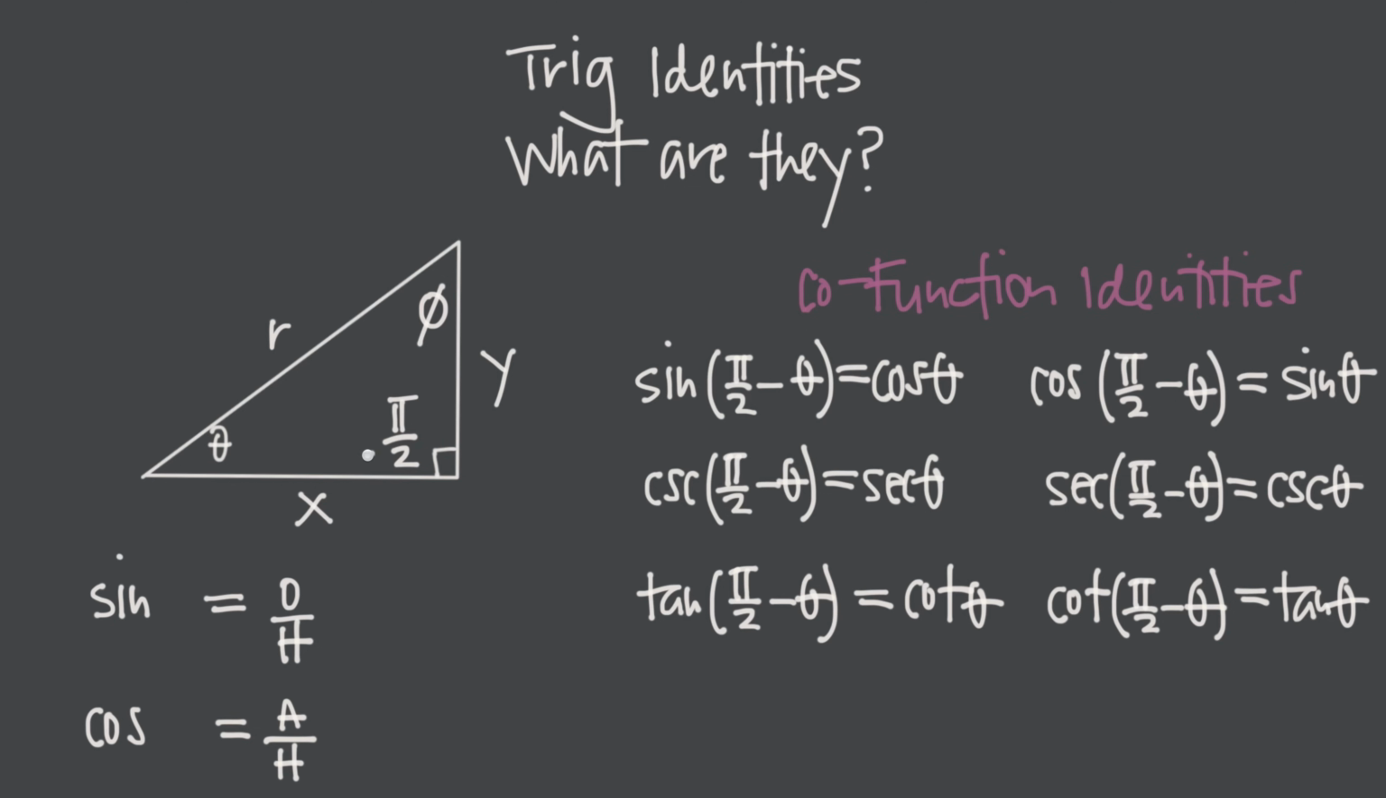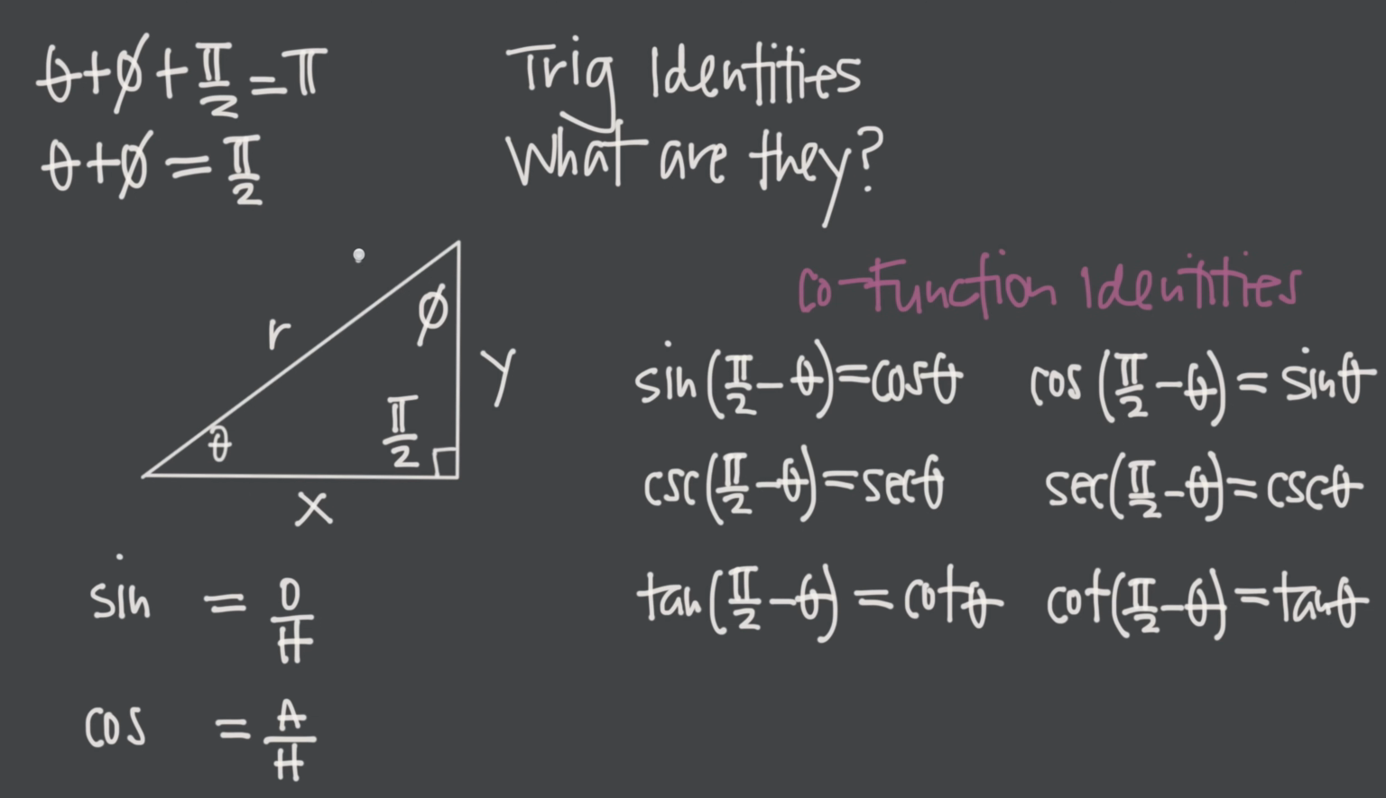So we can say the measure of this is pi over 2. And then we know that the interior angle measures of a triangle always add to 180 degrees, or in radians, pi radians. So we could add these three up, and they would be equal to pi radians. So that would look like this. Theta plus phi plus pi over 2 is equal to pi. When I subtract pi over 2 from both sides, I get theta plus phi is equal to pi over 2, because pi minus pi over 2 is pi over 2.